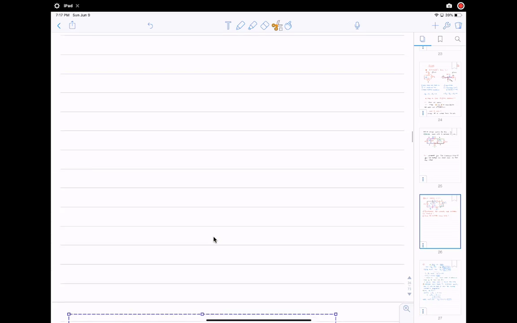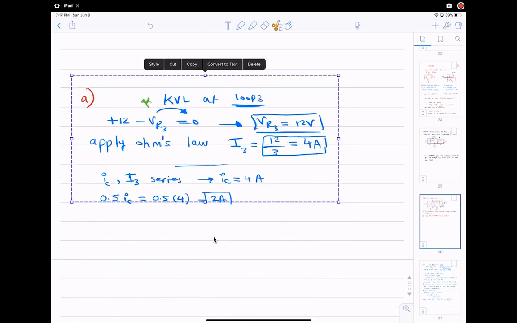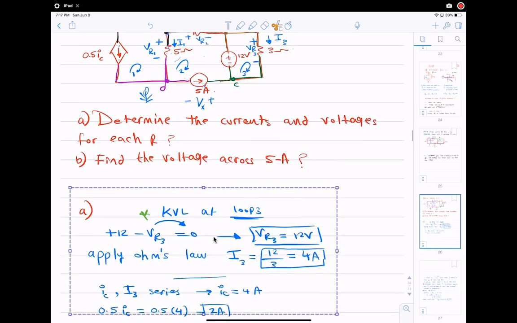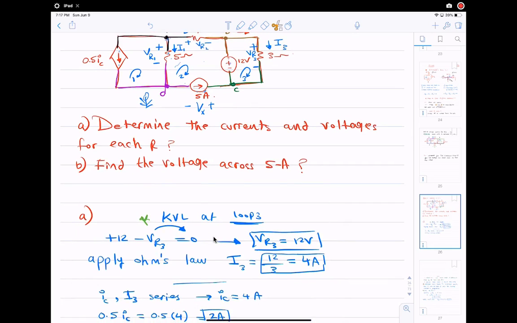How was it done? Okay, now I'm looking at this circuit, I'm looking at this voltage. If I go clockwise, I'm leaving from a positive 12 volts, so positive 12, and then I go around and leave from the negative sign, which is negative VR3. So 12 minus VR3 equals 0.